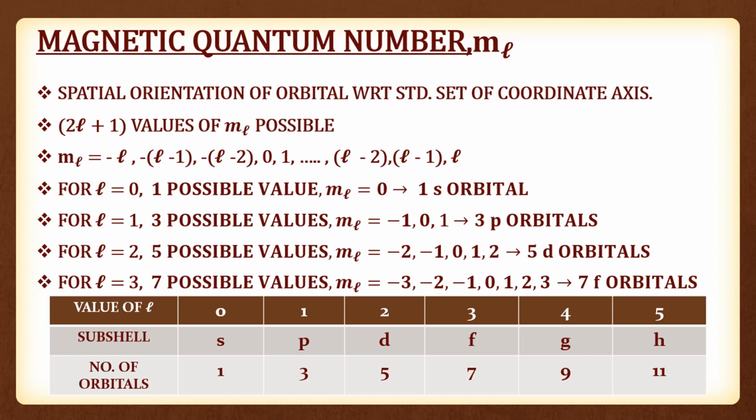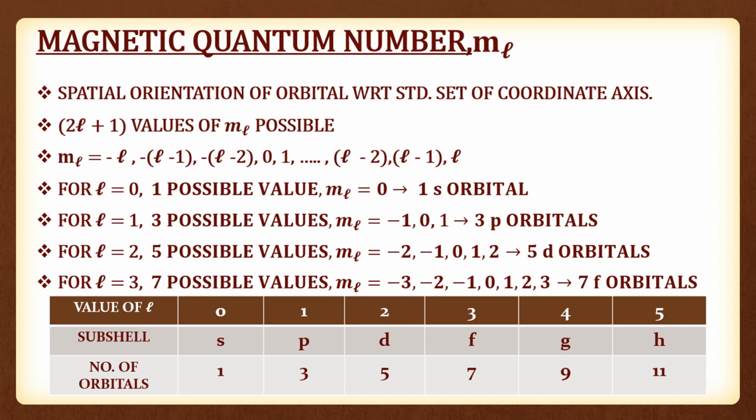For L is equal to 2, ML will be minus 2, minus 1, 0, 1, 2, ranging from minus L to plus L. So ML will be 2L plus 1, which implies there will be 5 permitted values of the magnetic quantum number, which implies why there are 5 d orbitals. For L is equal to 3, ML values range from minus 3 to plus 3, and there are 7 values permissible, which is minus 3, minus 2, minus 1, 0, 1, 2 and 3, which implies why there are 7 f orbitals.